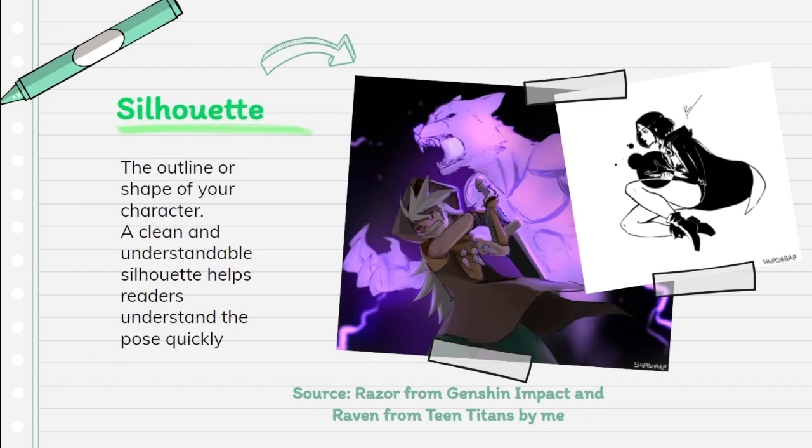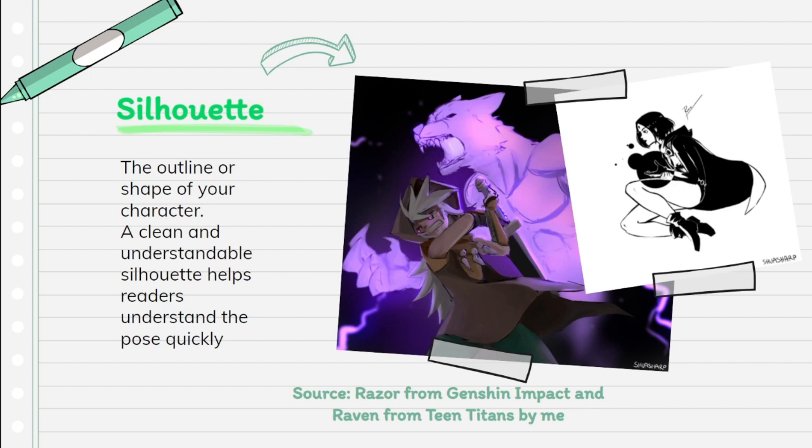Next would be the silhouette. Action scenes have a high tendency to be messy and hard to follow. Thus, it is important to make sure that your action silhouette is easy to understand. The silhouette is basically the outline and shape of your character, and making it clean and understandable helps the readers understand the pose quickly.